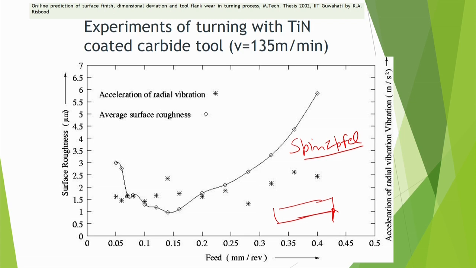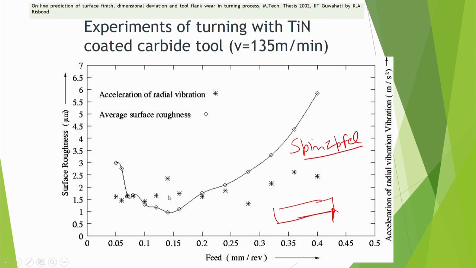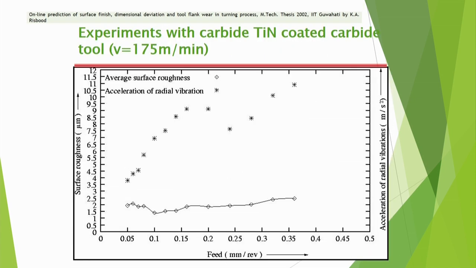So that may be one reason. If you see that he did at 175 meter per minute, at that speed, at that time also a little bit of reduction was there, but you know that it is not prominent. That means here you can see in a very prominent manner that with feed increasing, the surface roughness is decreasing. Whereas in this case, with feed increasing, a little bit of decrease is there. After that, it is nearly constant with feed, and overall magnitude is also somewhat less only, because 175.